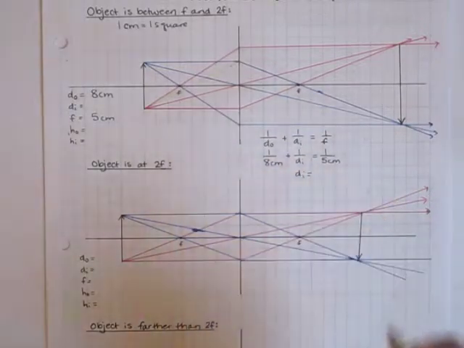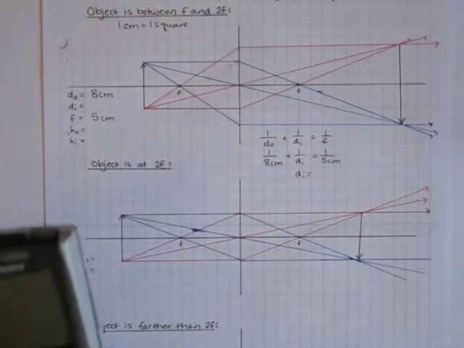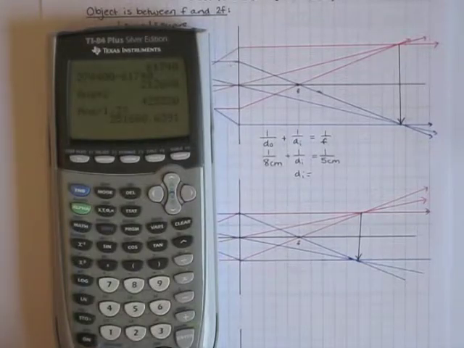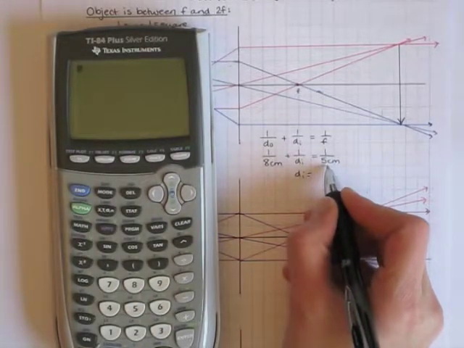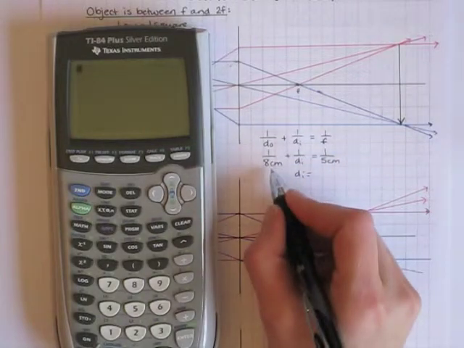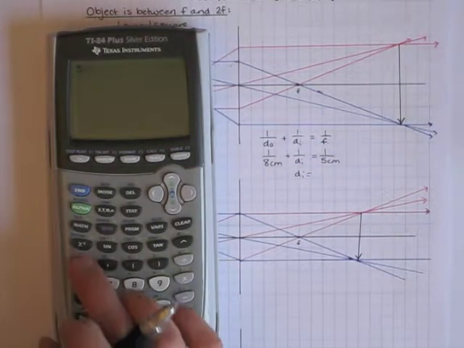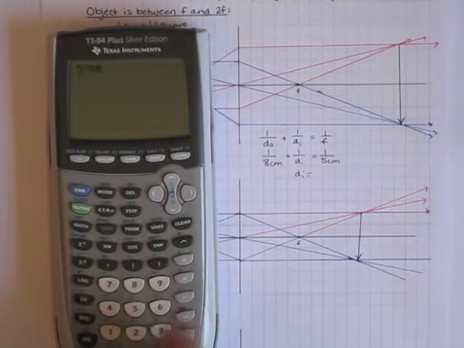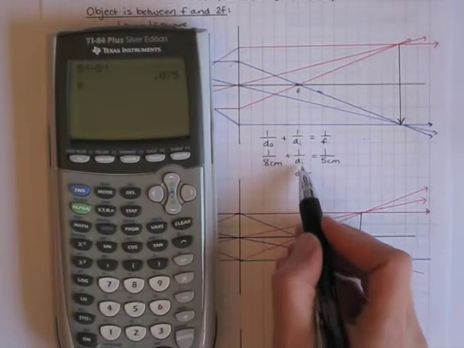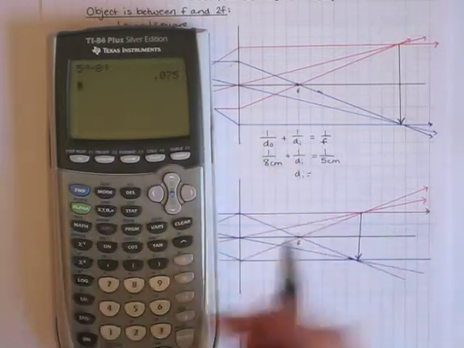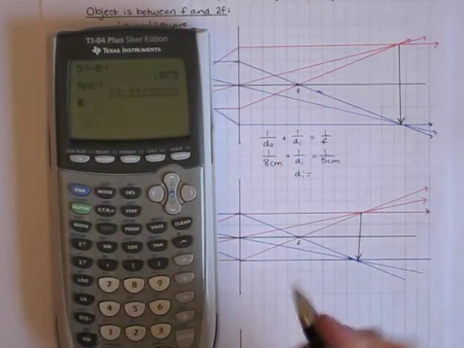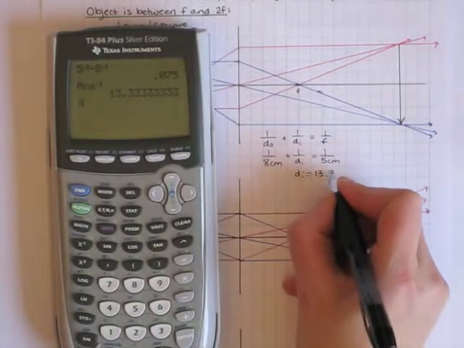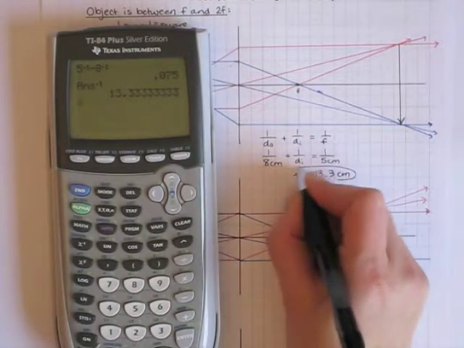And using our calculator, let's find the image distance. So I'm going to have 1 over 5 minus 1 over 8, which I'm going to do as 5 inverse minus 8 inverse. And then I'll need to take the inverse of that answer to get di. So the inverse of the answer is 13.3 centimeters.